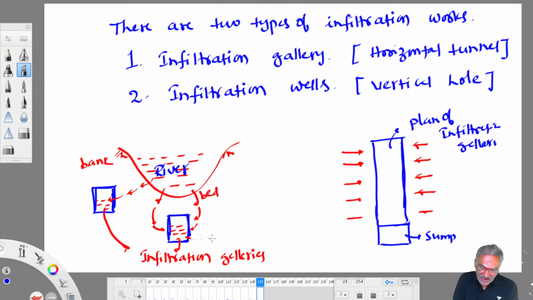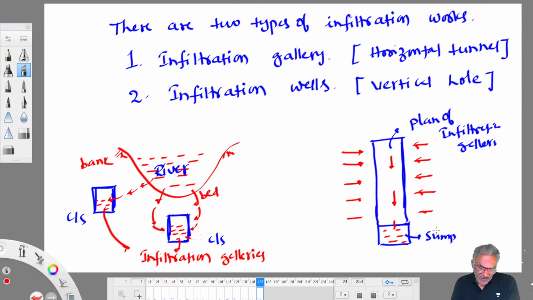This is a cross section, and this is a plan. Finally, wherever water is collected, it rushes towards the center of the sump. Finally water accumulates here, and from there we pump out. That's how it appears. This is called an infiltration gallery.